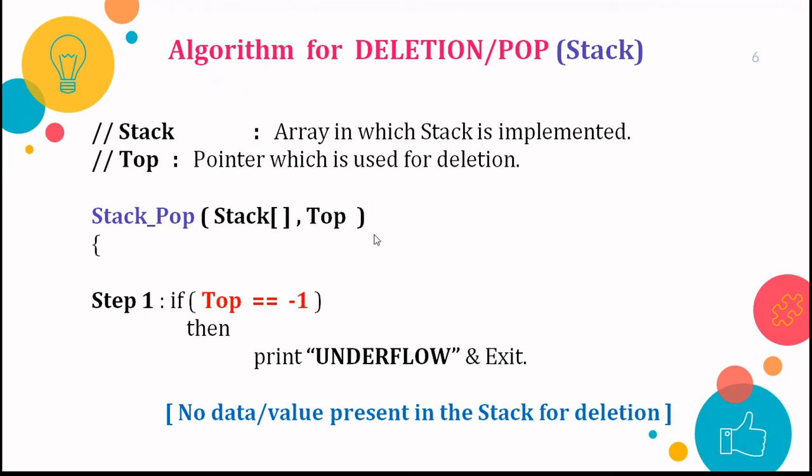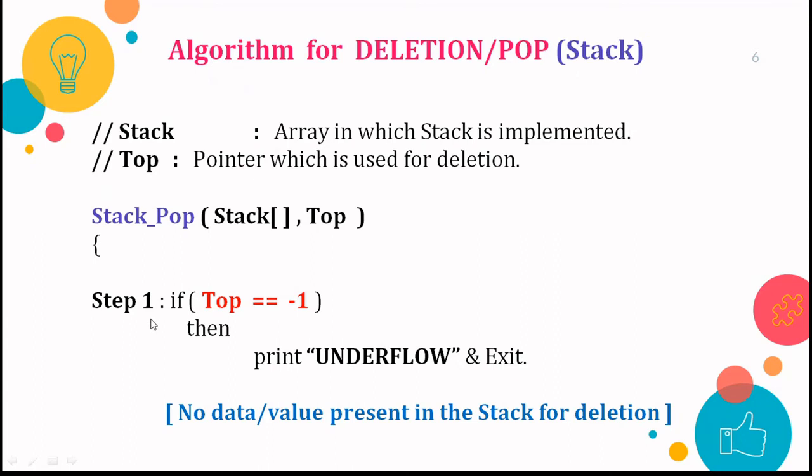But here we are not given the third parameter that was given in the insertion or push operation algorithm, because here we don't need data. Here we have to delete the data that is already available in the stack. So just be careful about this: there will be no data parameter in stack pop, but there will be data in stack push, because we have to give some data that has to be inserted into the stack, right?